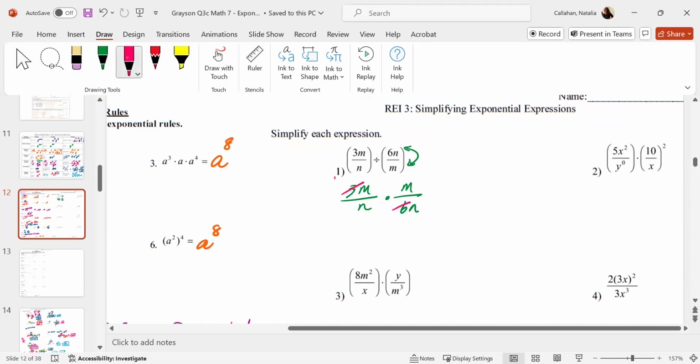Flip them. That part cancels 1 over 2, right? So can't cancel anything else. So it's just m squared over 2n squared. Did you get that? If you didn't get that, it's okay. Go back and take a look at what you have.